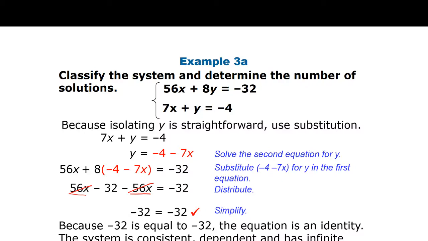And you can look at this one, and if we divide the whole thing by 8, you actually realize that it's the exact same line. 56 divided by 8 is 7, plus 1y equals negative 4. So it's actually the same line. So every number you put in is going to be true for both equations.